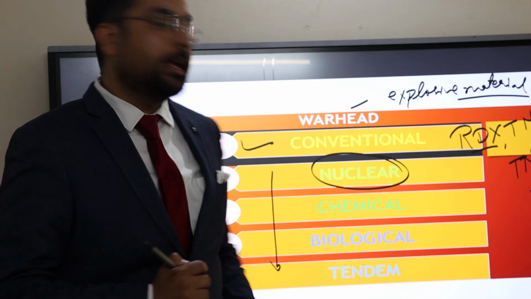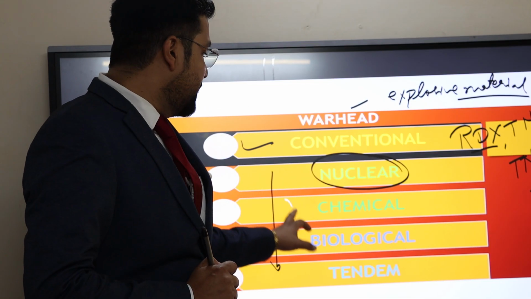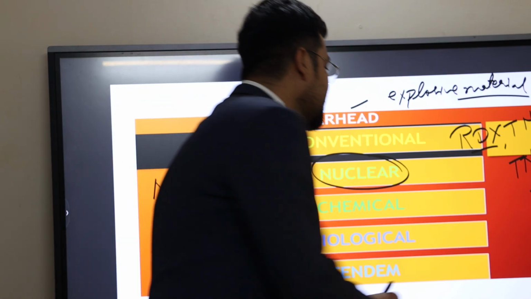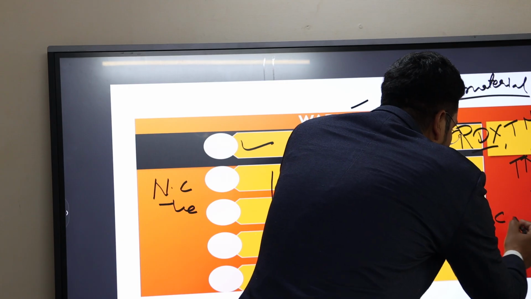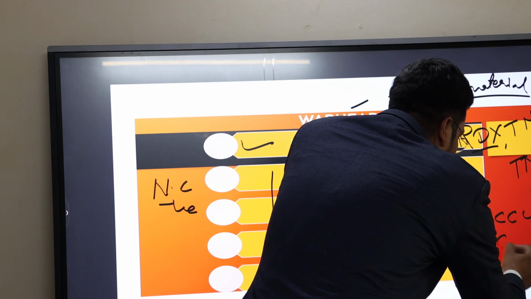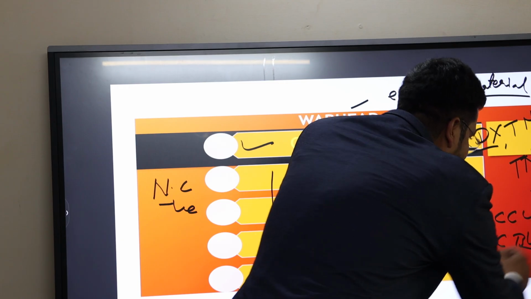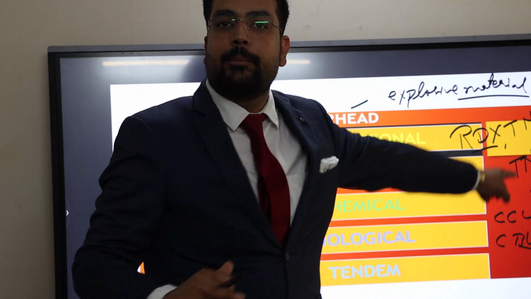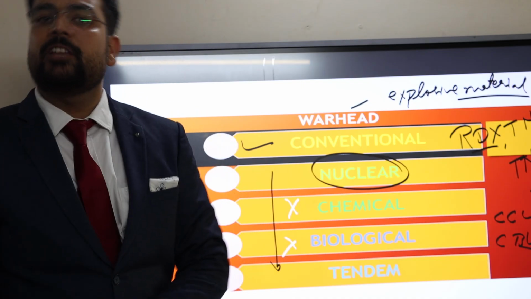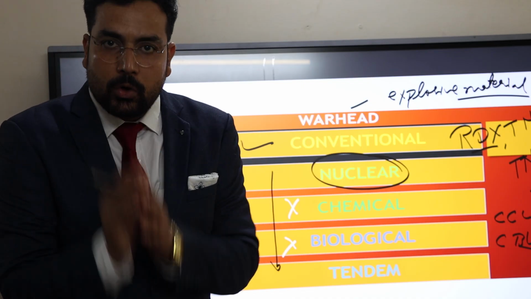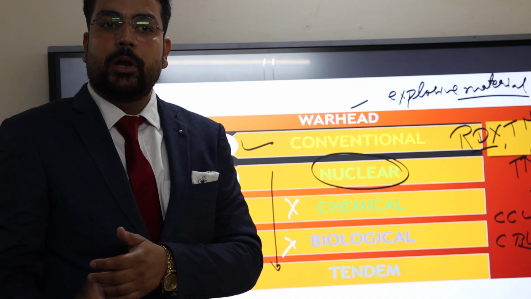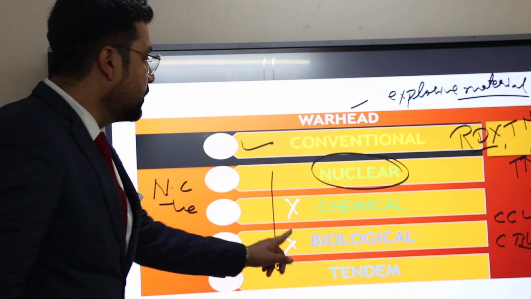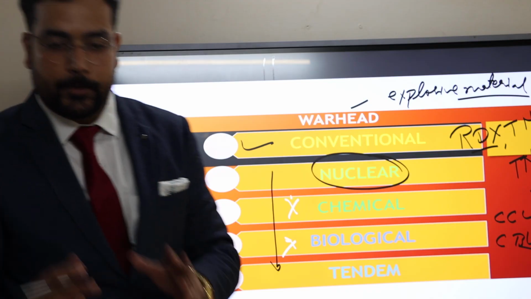India is one of the countries that will never use chemical or biological weapons, the reason being India has joined the Convention on Chemical Weapons and the Convention on Biological Weapons. India is a signatory member of these conventions, and that is why India has no right to produce or use warheads based on biological or chemical technology.